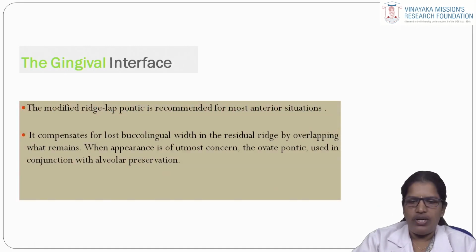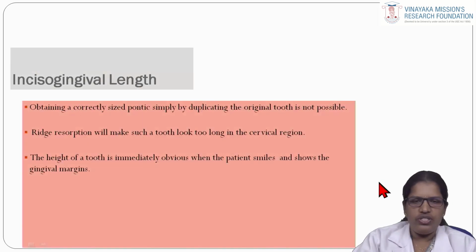The modified ridge lap Pontic is recommended for most of the anterior situations. It compensates for lost buccolingual width in the residual ridge by overlapping what remains. When appearance is of utmost concern, the ovate Pontic is used in conjunction with alveolar preservation. In incisogingival length, obtaining a correctly sized Pontic simply by duplicating the original tooth is not possible. The ridge resorption will make such a tooth look too long in the cervical region. The height of the tooth is immediately obvious when the patient smiles and shows the gingival margins.